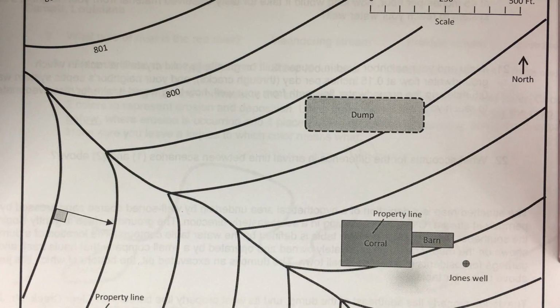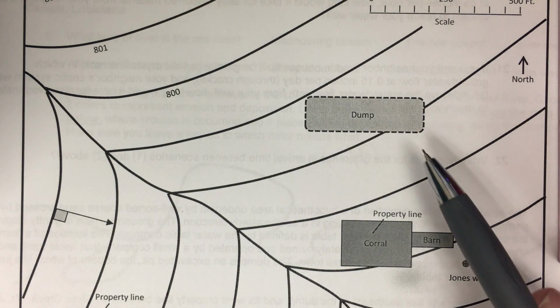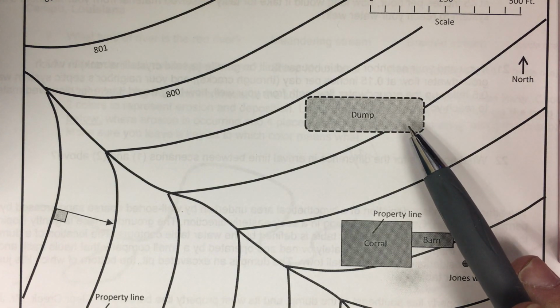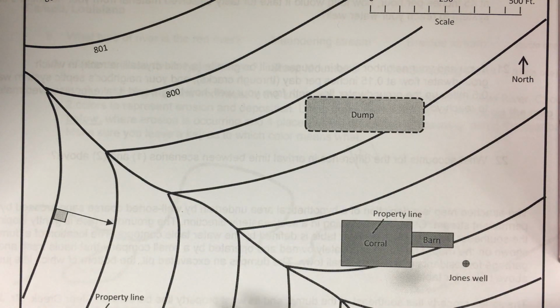Okay, so in the last part of the lab, our goal is to see how the groundwater is flowing, in what direction it's flowing, and whether or not there will be contamination to the Smith well, which is kind of off my little screen here, and/or the Jones well. So we're looking at the dump here, and then the Smith well is on the left side again. It's out of the frame here.